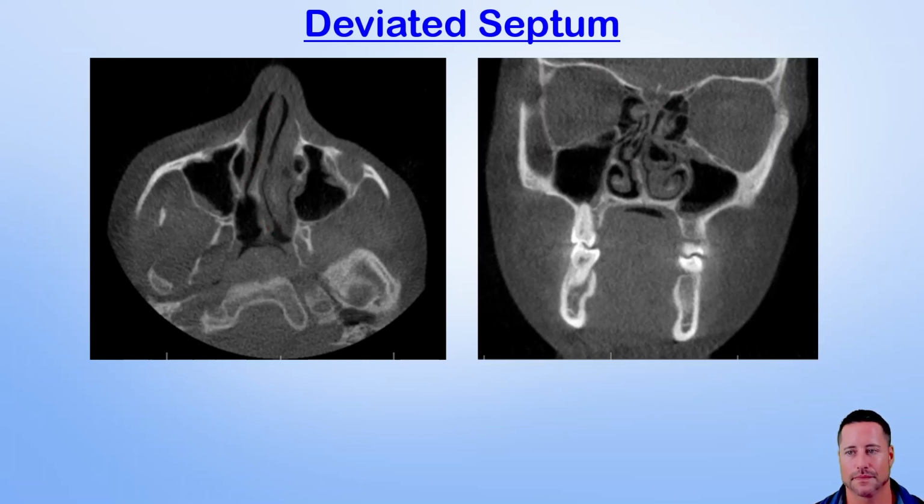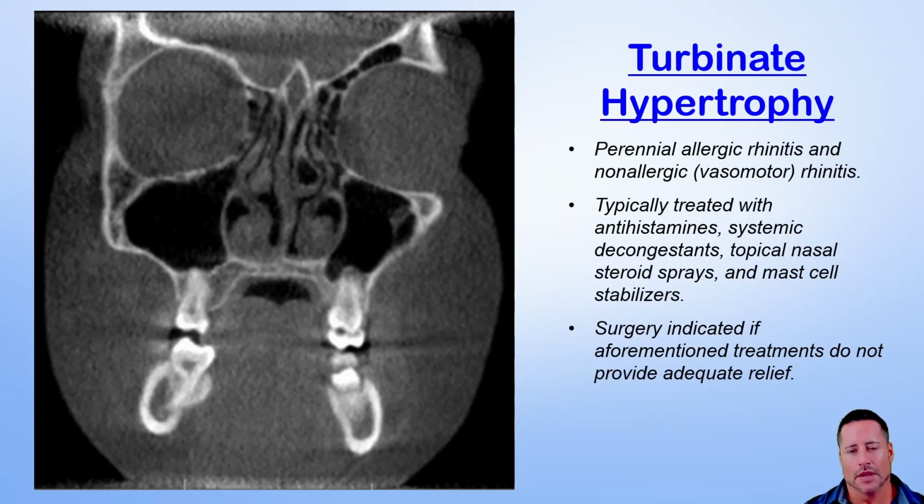Different patient. Turbinate hypertrophy. So if we look at the hypertrophy of the turbinates, these coronal slices are nice because they really give us a nice cross-sectional view of what we're looking at here. But perennial allergic rhinitis and non-allergic vasomotor rhinitis is really one of the primary things that causes turbinate hypertrophy. A lot of times they'll treat them with antihistamines, decongestants, topical nasal steroid sprays, mast cell stabilizers.